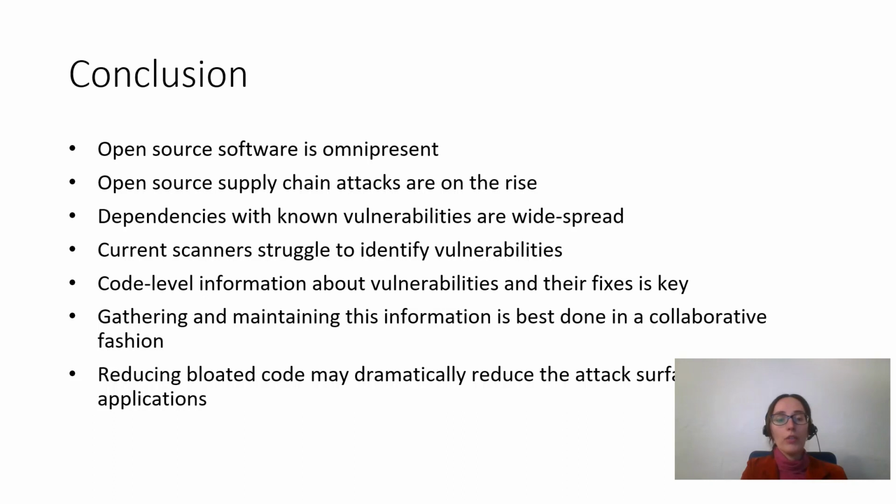Code level information, I really think, is key, because it allows to increase the precision, and it also allows to get more insights on the usage of the dependencies. But gathering the information about the fixes on the vulnerabilities is an effort that is more likely to be successful if it's done in a collaborative way. And finally, reducing the bloated code is a very promising direction, as it can dramatically reduce the attack surface of the application, and I would say it is definitely worth investigating more.